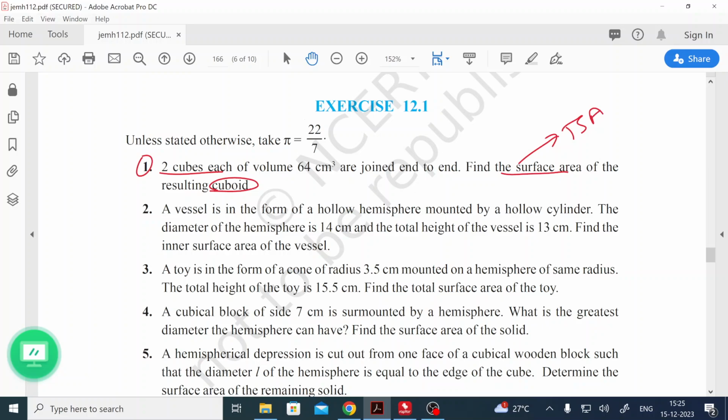Is it there or what? It is there, am I right? Right. A vessel is in the form of a hollow hemisphere, hollow cylinder, something else. Okay. There is no word solid. Then hemisphere and cylinder are there. Then CSA of hemisphere and CSA of cylinder. That's it. Am I right? That is what they did.